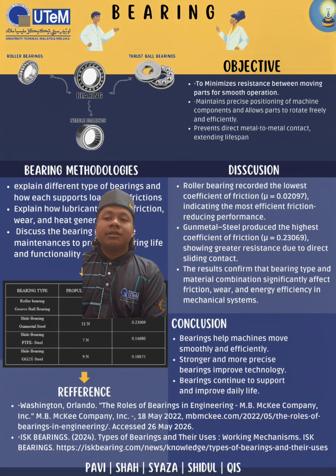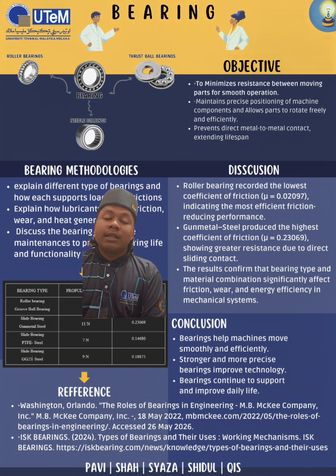Today, I want to present the discussion on the poster of bearings. For the discussion section, the roller bearing achieved the lowest coefficient of friction with a value of 0.2097. This means it was the most effective at reducing friction and providing smooth movement.